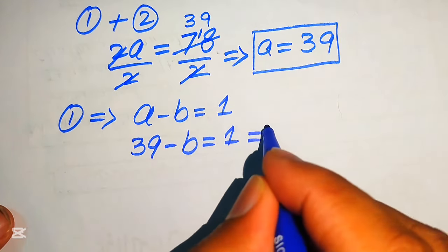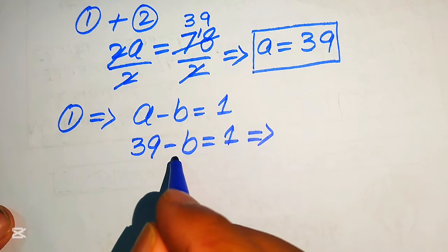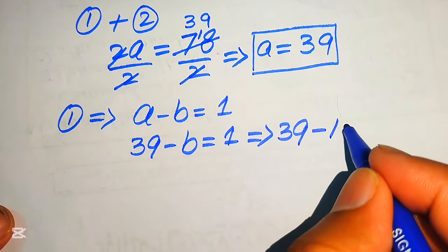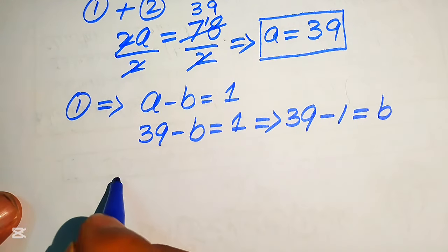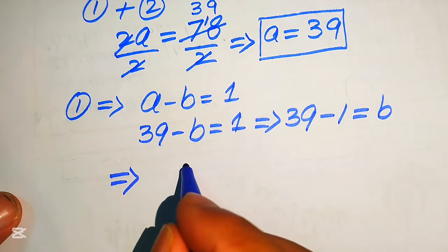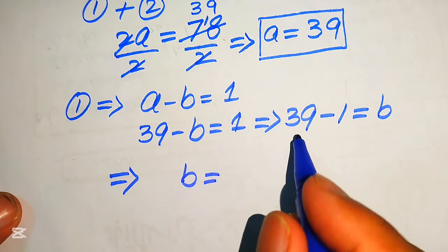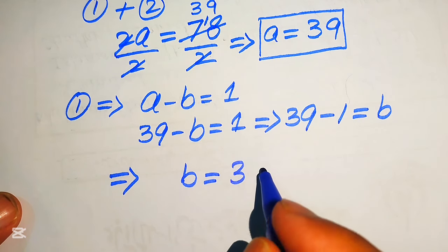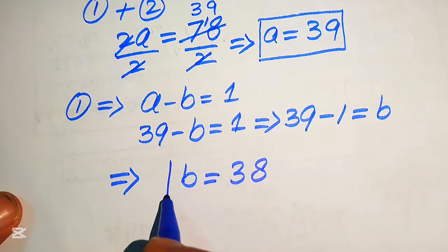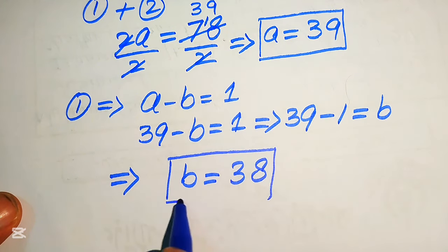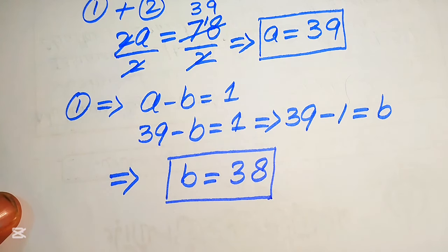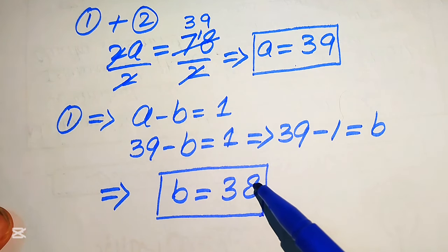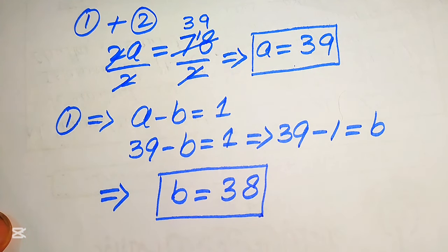And here we move 1 to the left hand side and minus b to the right hand side, and it becomes 39 minus 1 equals b. So this implies that b equals 39 minus 1, which becomes 38. So this is the value of b which we get from the first case, and you see both of these two values are positive integers.